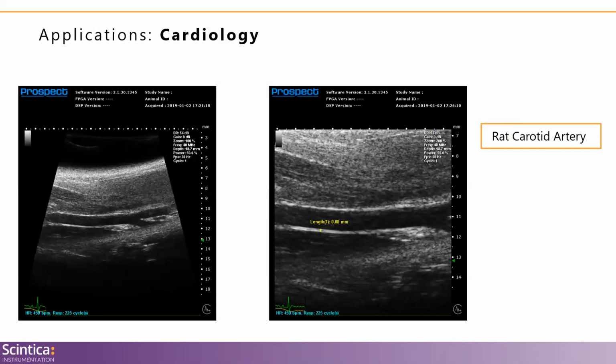Lots of groups are also using preclinical ultrasound for cardiovascular studies. So for example, to image vasculature. So here we see a really nice example of the rat carotid artery. And we can get measurements from these images for things like wall thickness. We can monitor the formation of plaques or even do studies looking at vessel dilation over time.